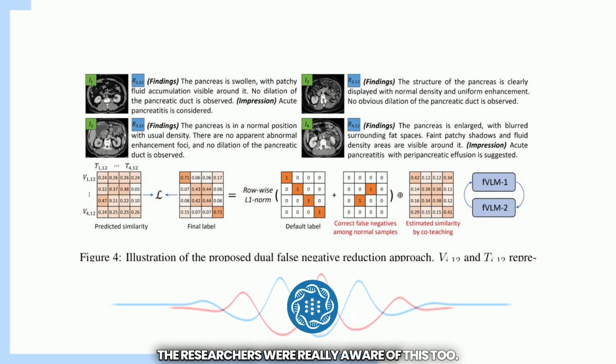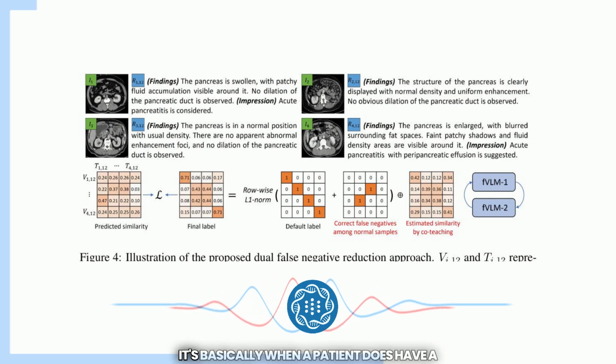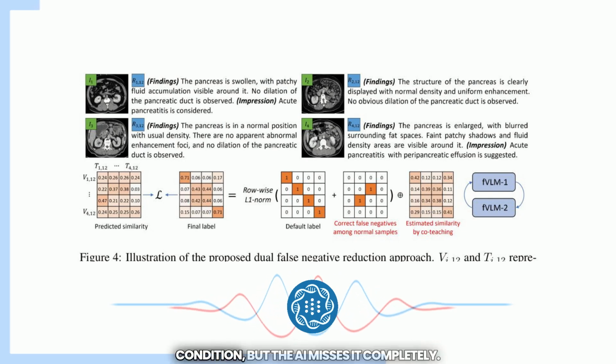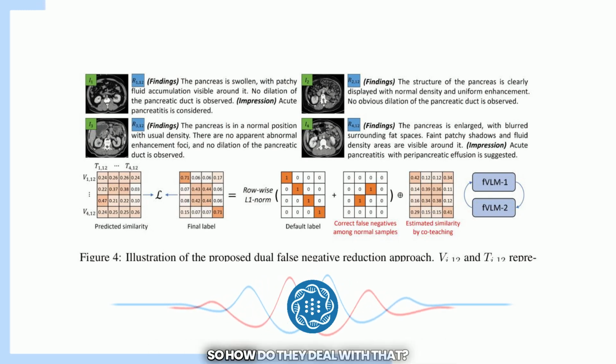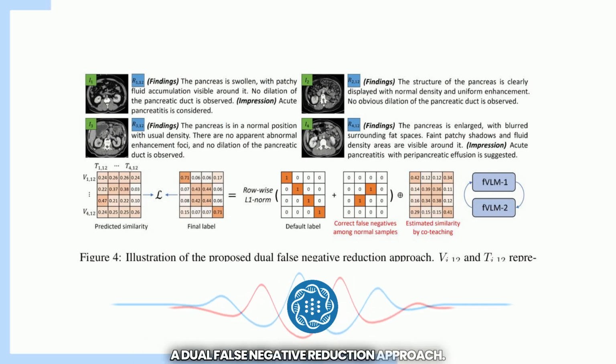The researchers were really aware of this too, especially the danger of what we call false negatives. False negatives, remind me what that means again. It's basically when a patient does have a condition, but the AI misses it completely. Not a good situation, obviously. Definitely not. So how do they deal with that? Well, they developed something pretty clever called a dual false negative reduction approach.